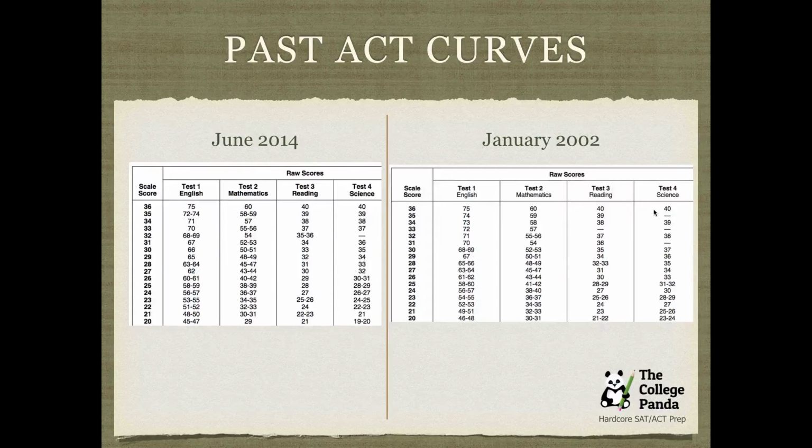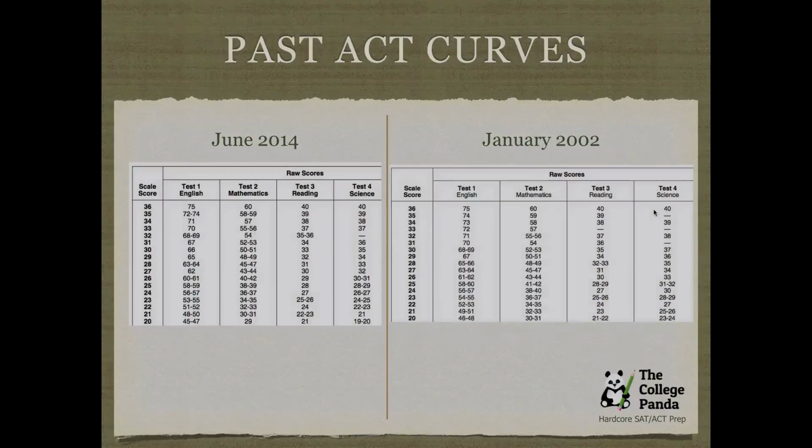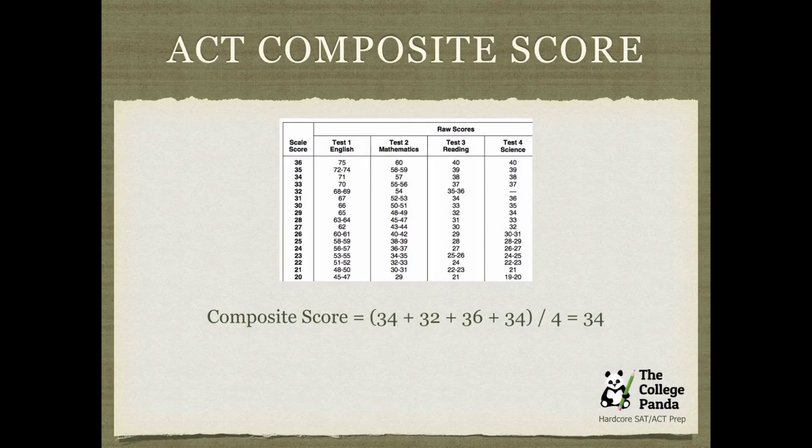So let's talk about the composite score. The composite score is the overall score you send to colleges. So let's say that we get a 34 in English, a 32 in math, a 36 in reading, and a 34 in science. The way we get the composite score is just to average your scores from all 4 sections. So in this case, we arrive at a 34. And again, this is what you report to colleges and the score that you probably brag to your friends about.